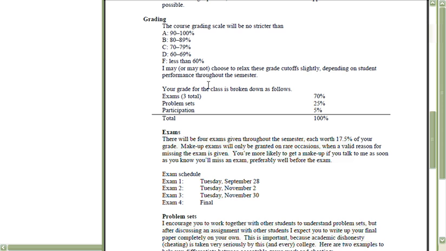So the final is weighted the same as every other test. That's right. And it's just on the material since exam 3. It's not going to be over the whole semester. And it's only going to be an hour and 20 minutes long. It's just going to be exactly like the other ones. If one of those dates doesn't work for you, let me know as soon as you can, okay, and we can work something out.